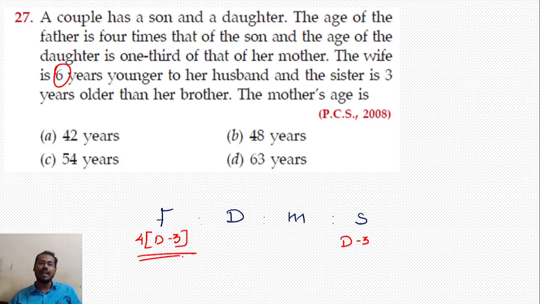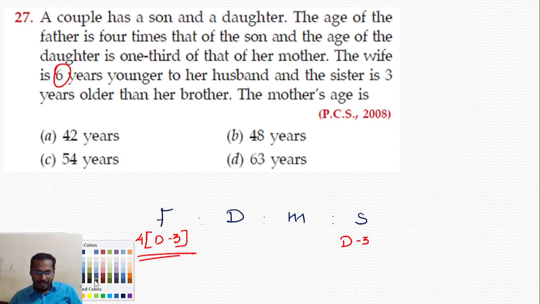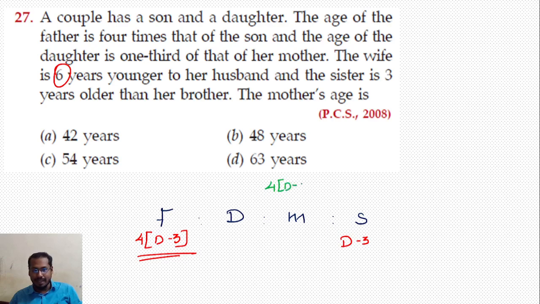Father is 4 times D minus 3. From this, I am going to write mother. Mother is nothing but father's age, which is 4 times D minus 3, and from this, mother's age minus 6. Slowly write this. Easily we can get the answer at last. So, just write the variable wherever it was.